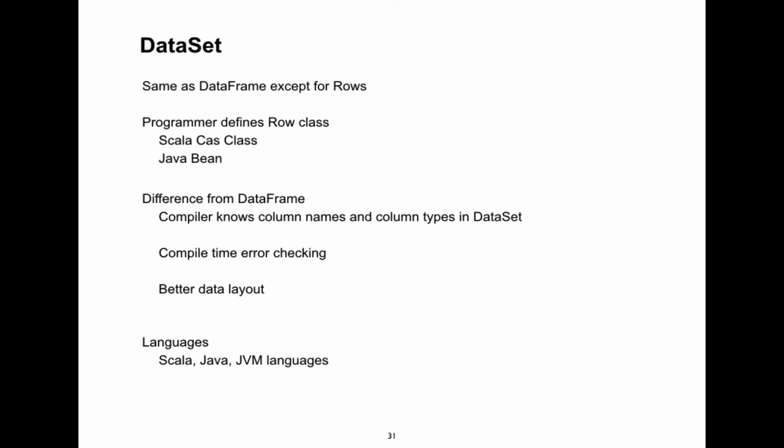Okay, why the strictly JVM languages? Because you implement a class that is going to represent a row. And the problem with Python is a Python class does not exist in the JVM, and Spark runs in the JVM. So this is one example where Python is second class to Java and Scala in the Spark world.